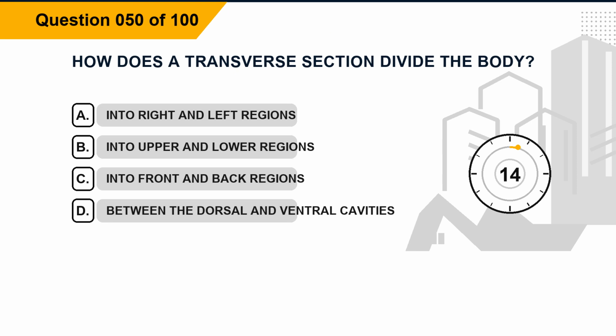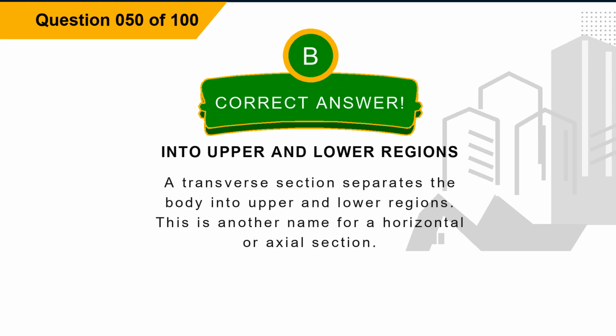Question 50. How does a transverse section divide the body? Option A, into right and left regions. Option B, into upper and lower regions. Option C, into front and back regions. Option D, between the dorsal and ventral cavities. The correct answer is option B, into upper and lower regions. Explanation: a transverse section separates the body into upper and lower regions. This is another name for a horizontal or axial section.